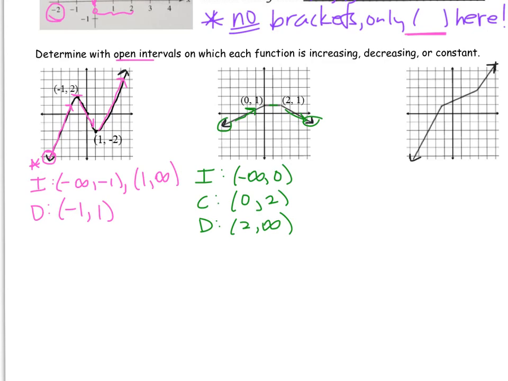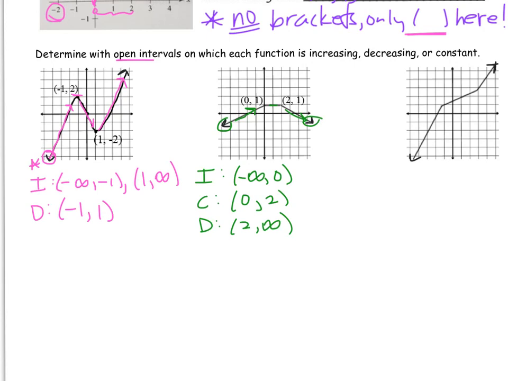From left to right, from negative infinity all the way to when x equals 0, the graph increases. But then it kind of levels off from x equals 0 to x equals 2. It has the same output each time. And then from 2 on to positive infinity, the graph will decrease over time. So that's increasing, constant, and then decreasing.